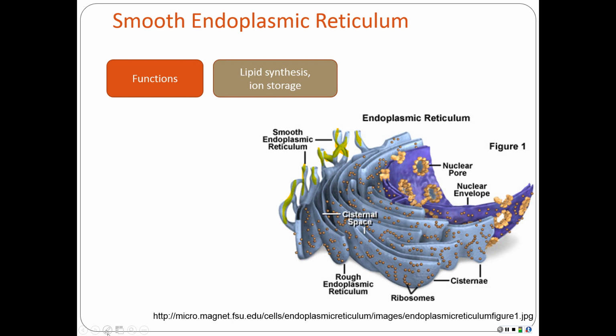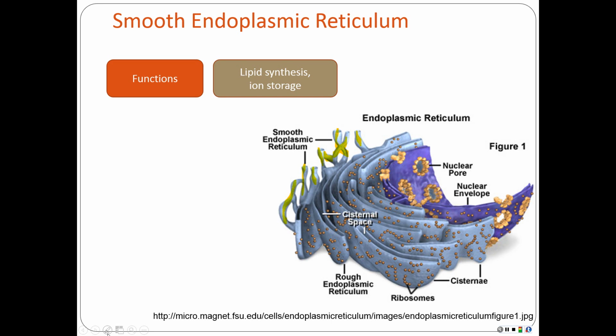Some cells are specialized for their smooth ER to actually store ions. For example, in your skeletal muscle, or your heart, or your smooth muscle in your stomach and digestive system, those cells' smooth endoplasmic reticula actually store calcium ion in there, and then regulate calcium flowing into the cytosol and back into the smooth ER. So the smooth ER is a dynamic little organelle.